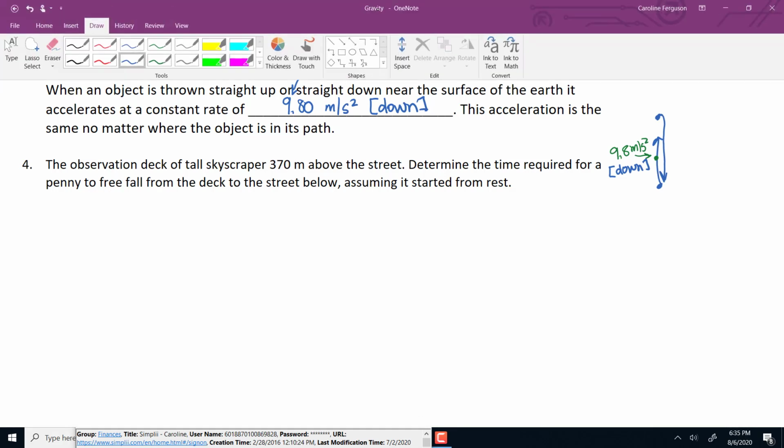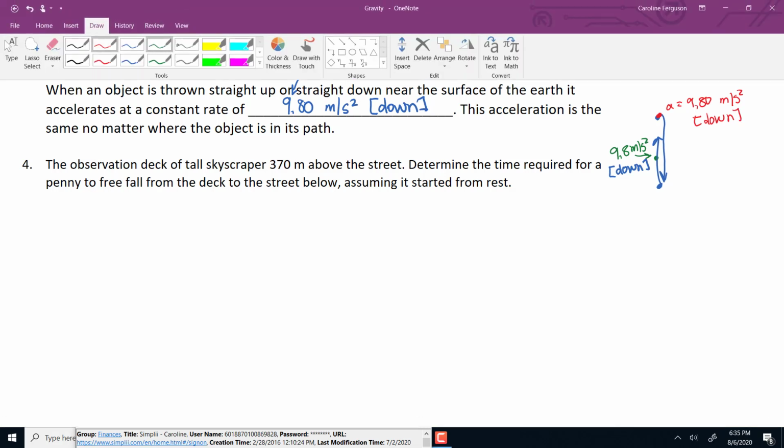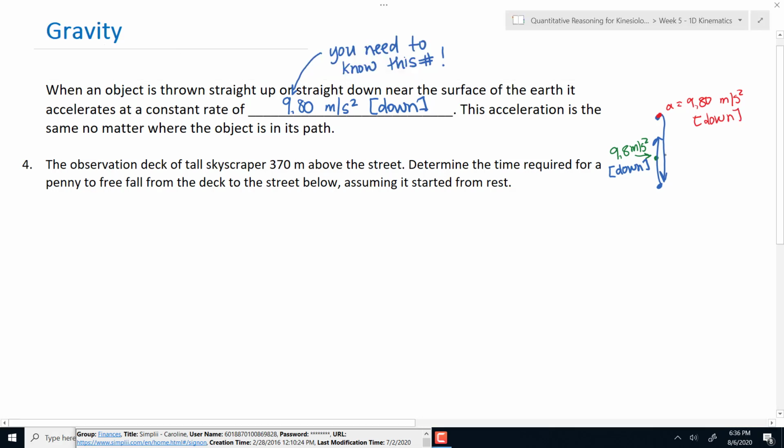When the object is, let's say, at its maximum height, right here, it reached its maximum height. It's going to go down after this. The acceleration is still 9.8 meters per second squared down. And when the object is on its way down, its acceleration, let's say right here, is still 9.80 meters per second squared down.